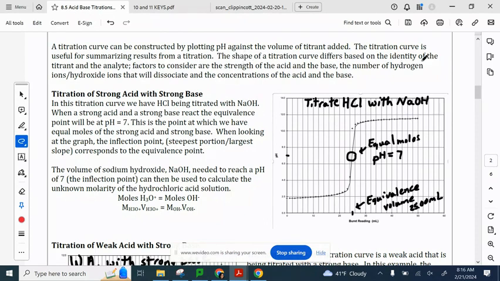The shape of that curve is going to vary depending on the titrant and the analyte. So what is in here and what you're analyzing, okay? They're going to indicate the strengths of those acids and bases and how much they dissociate.